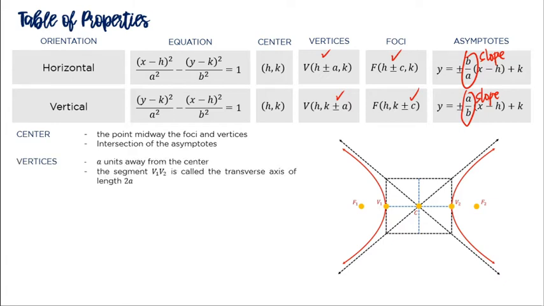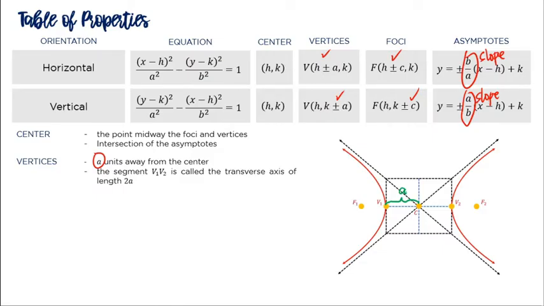Okay? For the vertices naman, as you can see in the formula, nagdi-differ lang siya sa center by that letter A. Therefore, the vertices are A units away from the center. So, meaning, center to one vertex, that is just A. So, the distance from center to one vertex is A. Now, the segment V1, V2 is the transverse axis and it has a length 2A. Bakit 2A? Center to one vertex is A. Since we have two vertices, so dalawang A yan. So we have 2A. Okay?